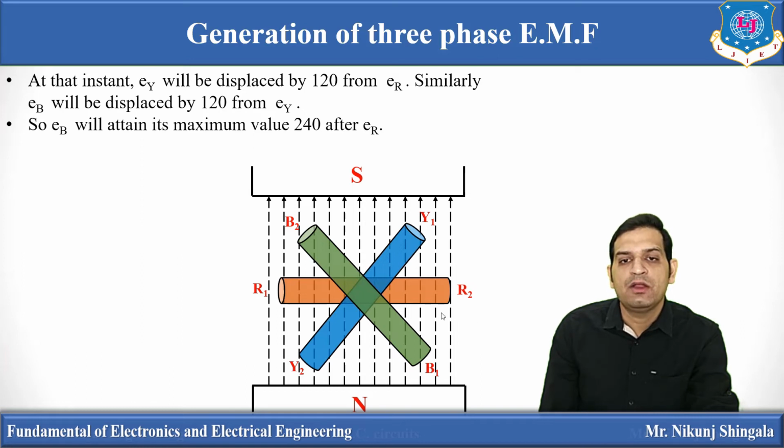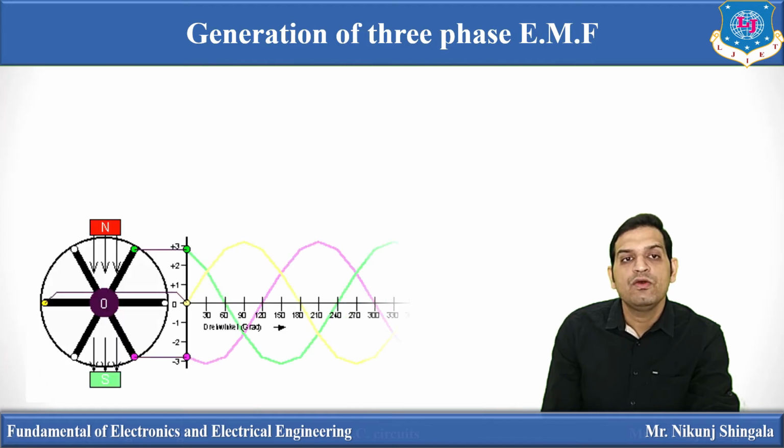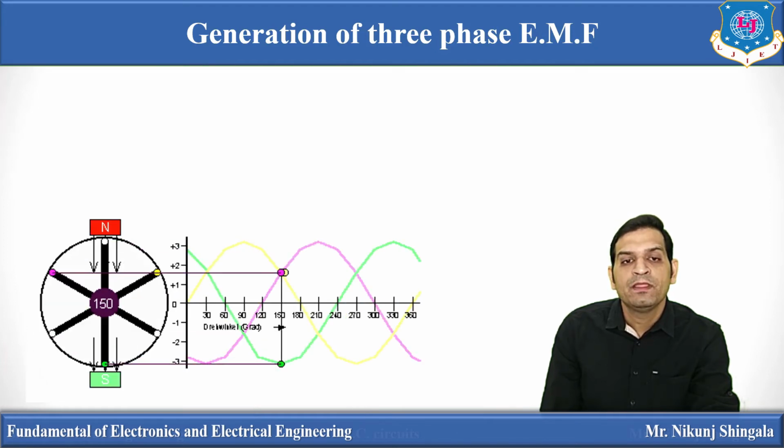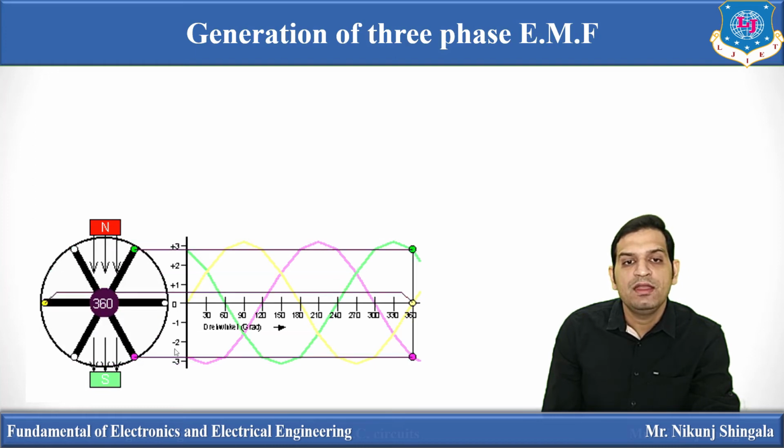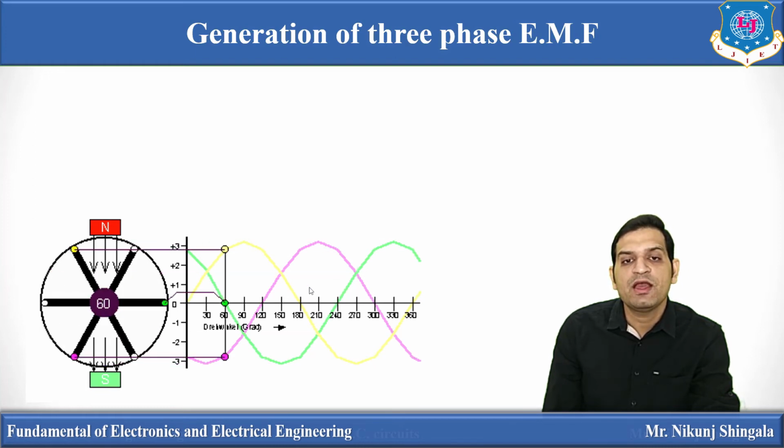When R1, R2 gets rotated 90-degree, then maximum EMF gets induced. At this instant, EY will be displaced by 120-degree from ER. Similarly, EB will be displaced by 120-degree from EY, and EB will attain its maximum value 240-degree after ER. So here you can see all the coils are rotating in the anti-clockwise direction, and accordingly EMFs are induced in each coil. So these are the voltage waveforms of the EMFs.